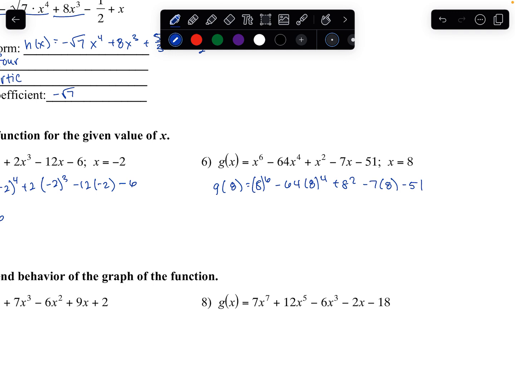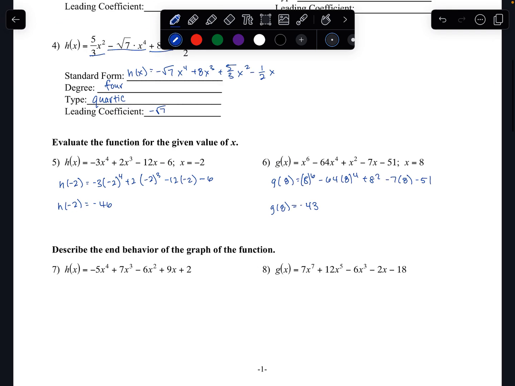So let's see, we're going to do 8. That's what we're plugging in. And we have 8 to the 6th power minus 64, and then we have 8 to the 4th. And then we have plus 8 squared minus 7 times 8 minus 51. And I got negative 43. So g of 8 is equal to negative 43.